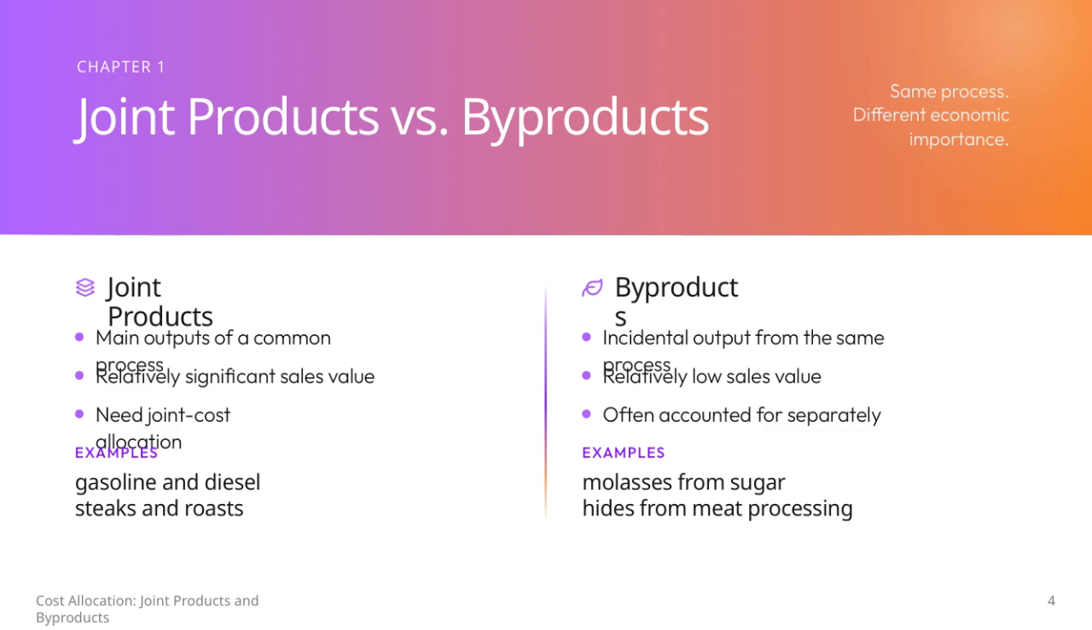Byproducts, on the other hand, are incidental outputs from the process and generally have lower sales value. These are often accounted for separately since their economic impact is less. Examples here include molasses from sugar production or hides from meat processing. Understanding the distinction between joint products and byproducts is crucial for accurate cost allocation and financial analysis, which is what we'll explore further in Chapter 17.